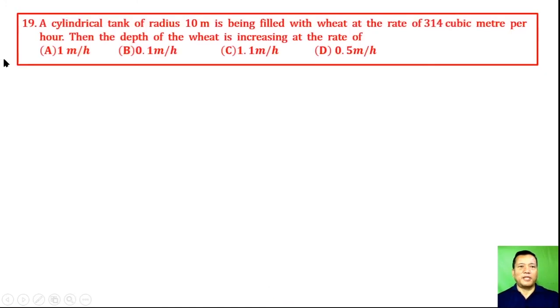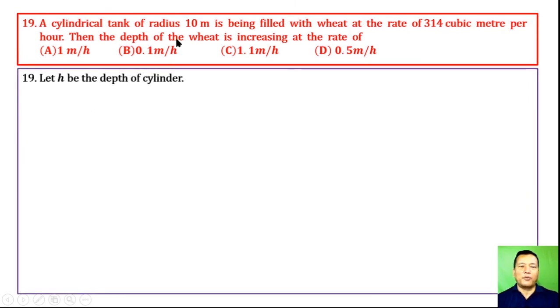For question number 19, a cylindrical tank of radius 10 meter is being filled with wheat at the rate of 314 cubic meter per hour. Then the depth of the wheat is increasing at the rate of. A cylindrical tank of radius 10 meter is being filled with wheat at the rate of this.